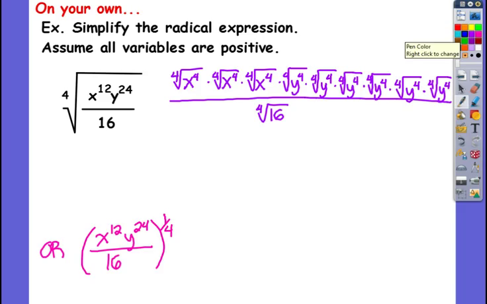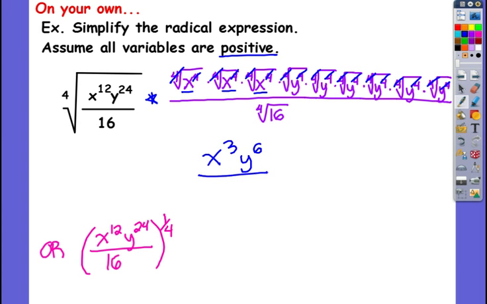So here are the 2 ways to think about this problem. Man, I almost ran out of room during the first method though. If the variables are positive, the 4th root would undo the 4th power. If not, we kind of run into problems. So assuming all variables are positive, these would just undo each other. So you would be left with x times x times x, or x cubed. And then you'd have 6 y's in the numerator, and in your denominator, 2 to the 4th power is 16. So in its simplest form, I'd get x cubed y to the 6 over 2.